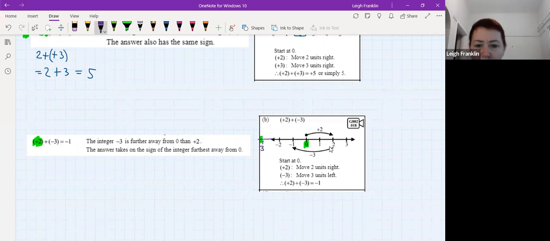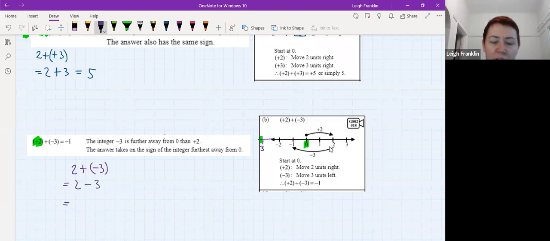So in other words, if we start at 0, we move 2 to the right, we move 3 in the other direction, and that's why our answer is going to end up with a negative 1. Or, as we were discussing earlier, we start at 2, we add a negative number. When we start at 2 and we add a negative, we are subtracting, so it means start at 2, move left by 3, and we're going to end up at -1, just like that.